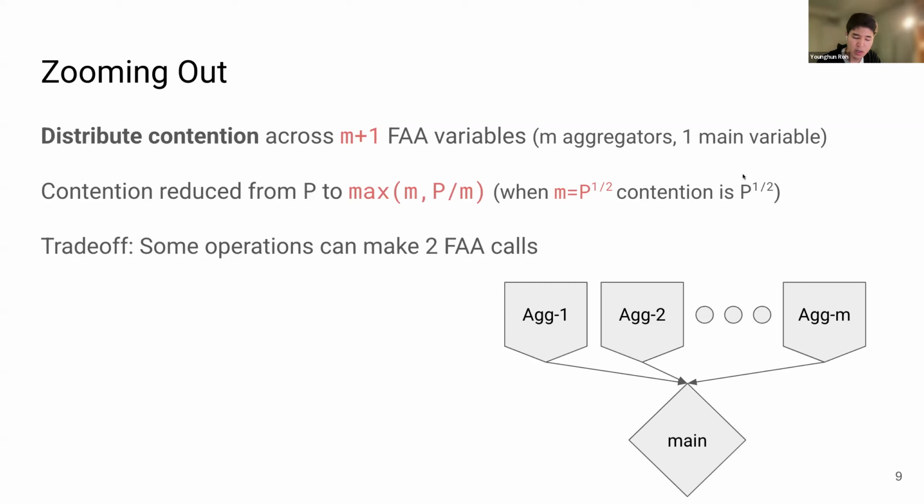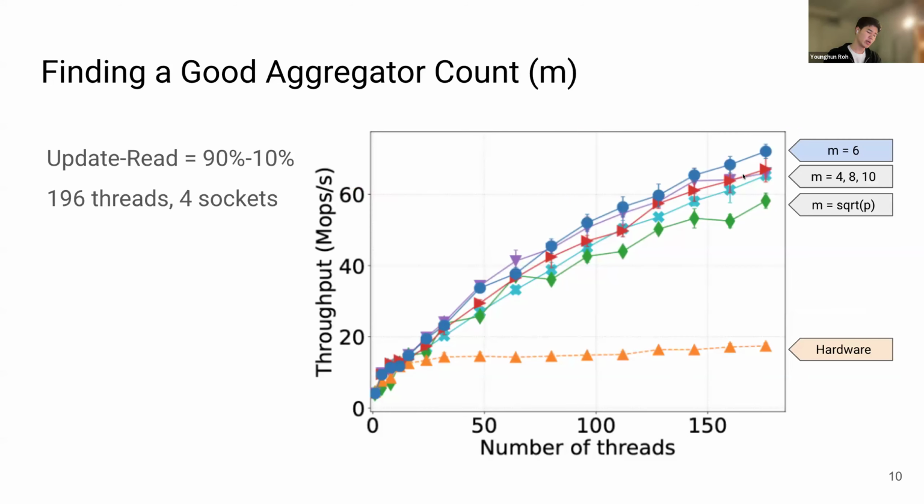In our experiment, we tested on a 4-socket machine with two-way hyperthreading, which has about 196 threads. And in this experiment, we tried to find a good aggregator count in our algorithm and workflow.